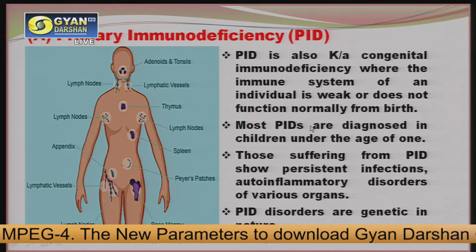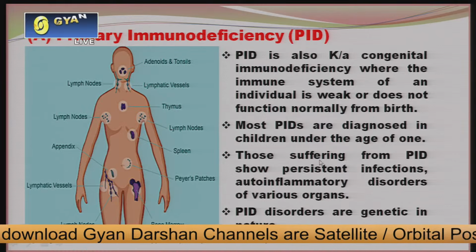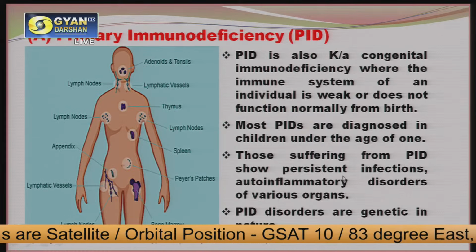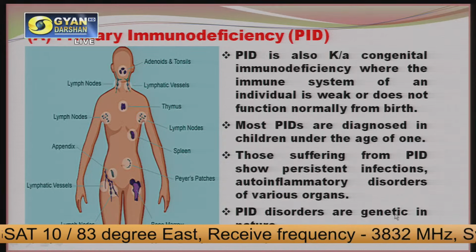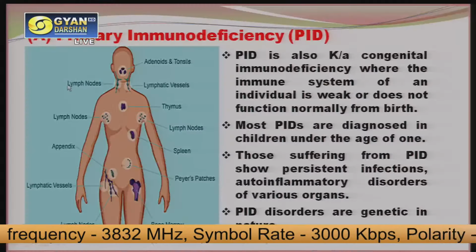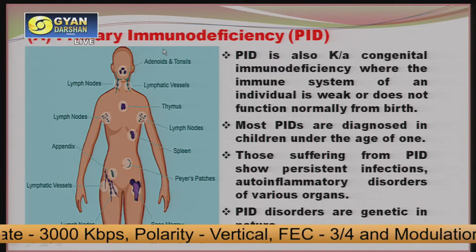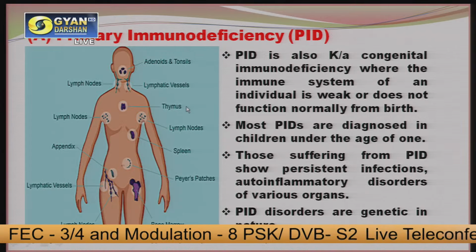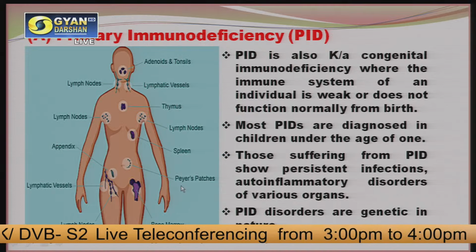Most primary immunodeficiencies are diagnosed in children under the age of 1. Those suffering from primary immunodeficiency show persistent infection and autoimmunity disorders of various organs. Primary immunodeficiency disorders are genetic in nature. So you can see here the lymph nodes, appendix and lymphatic vessels. These are where primary immunodeficiency diseases can cause problems in various organs inside the body.